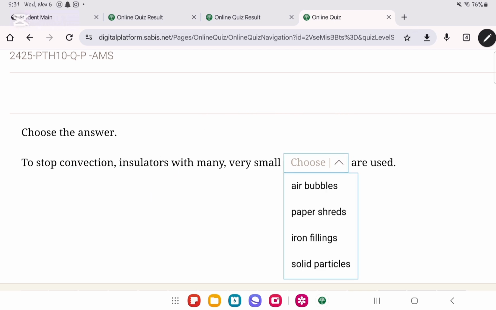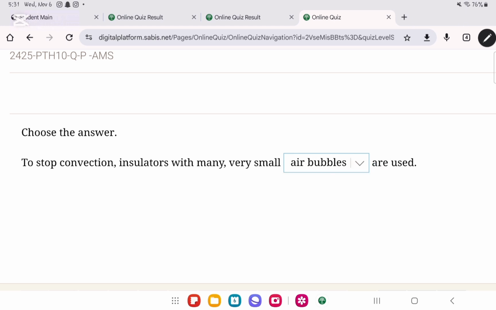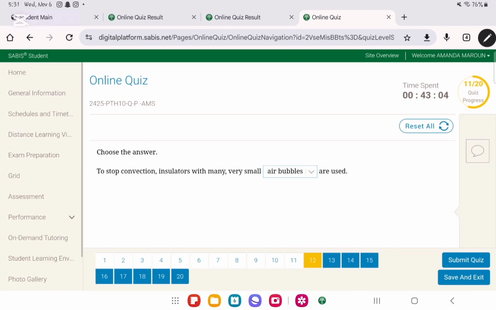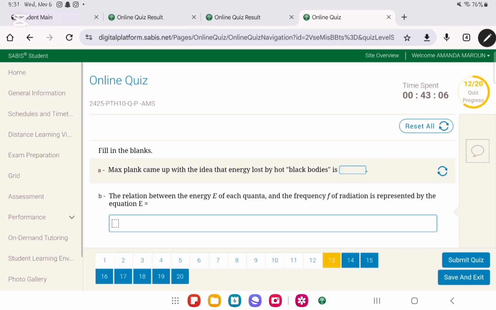So here in our options, we have paper shreds, no, iron filings, no, solid particles, no, but instead we use the air bubbles. Again, to stop convection, the best insulators we are going to use are air and vacuum.